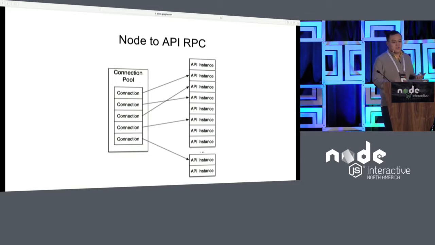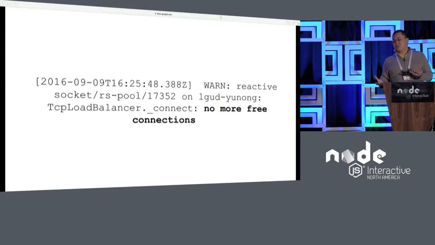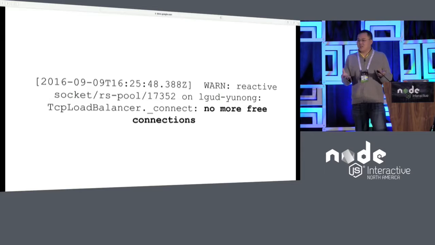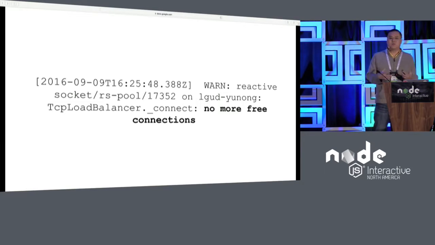As we were building out this new stack, we kept seeing this in the logs, which said, hey, there are no more free connections in the connection pool to connect to the downstream services. That's really weird, because we would look at the downstream servers and they would all be healthy and have availability. So it was really weird.